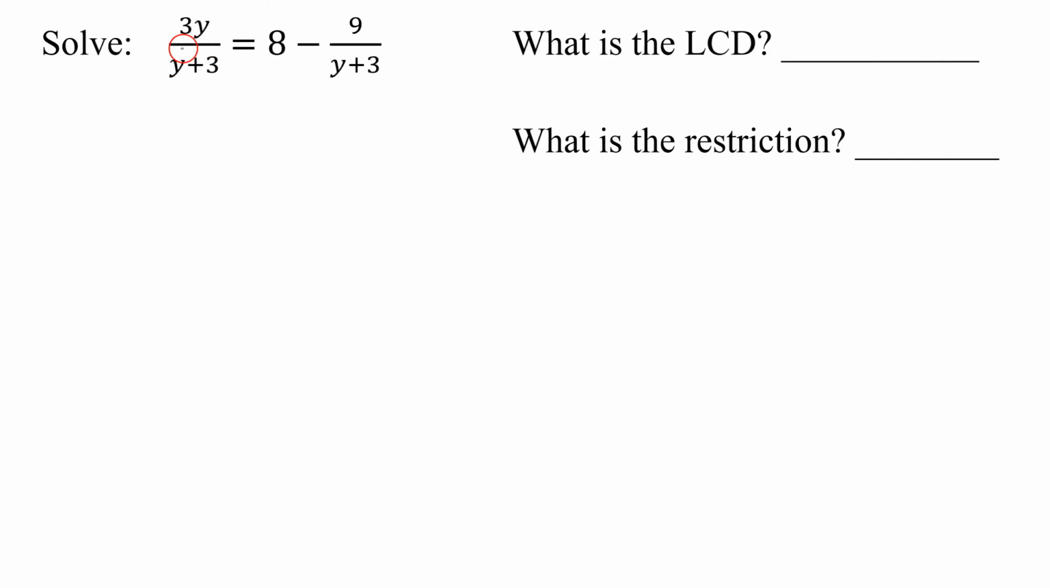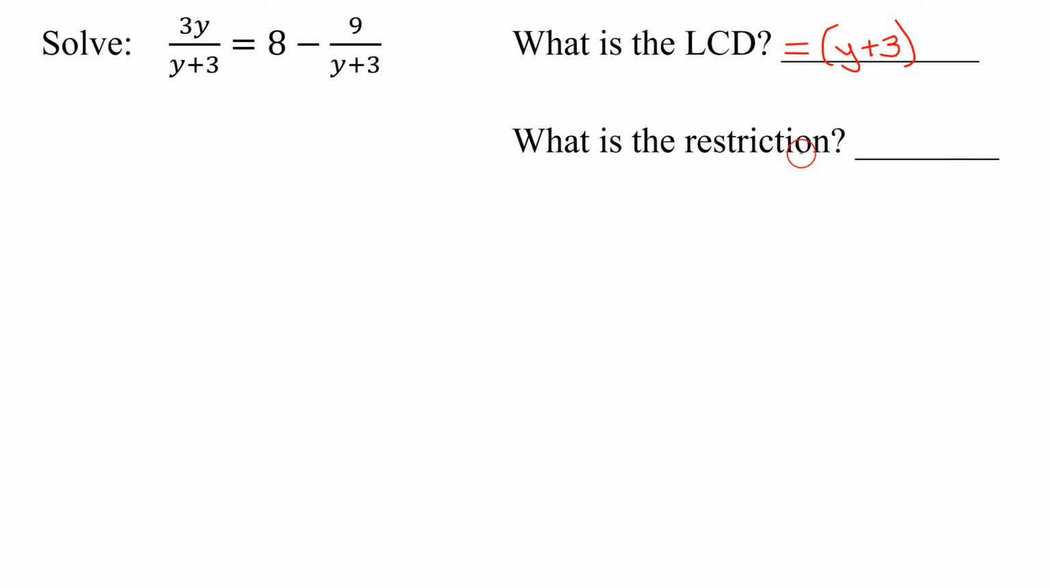So you go to your first denominator and you write it exactly as it's written. So I definitely need a y+3 in my LCD. You go to your next denominator. Do I already have a y+3 in my LCD? Yes, I don't need another one. So my LCD is just y+3.